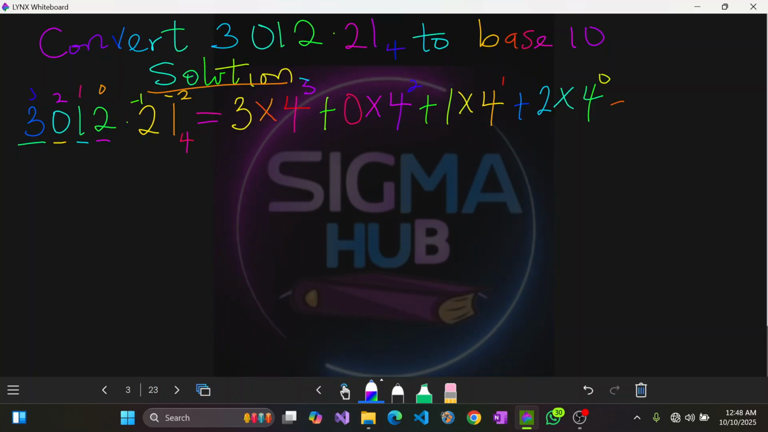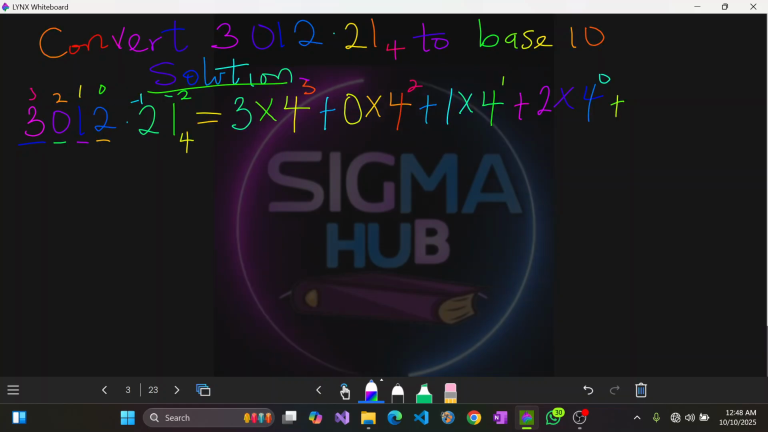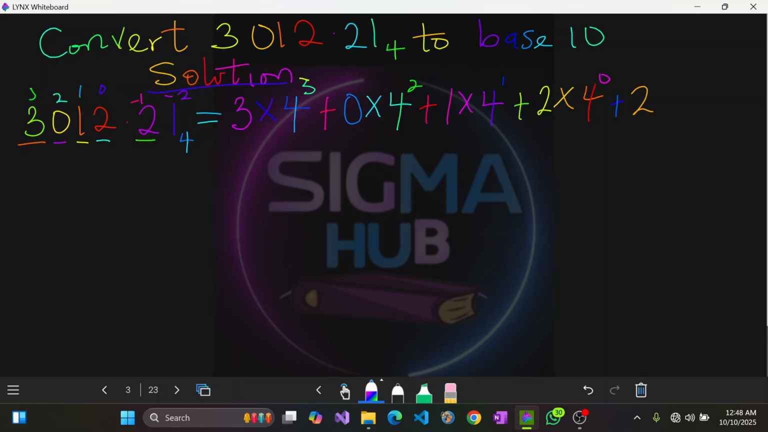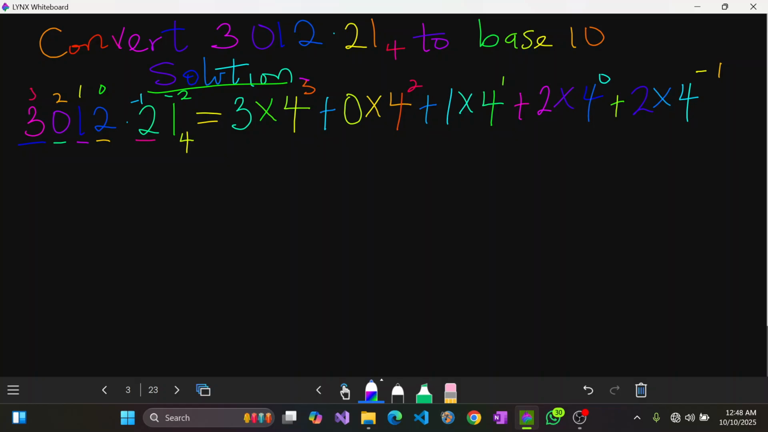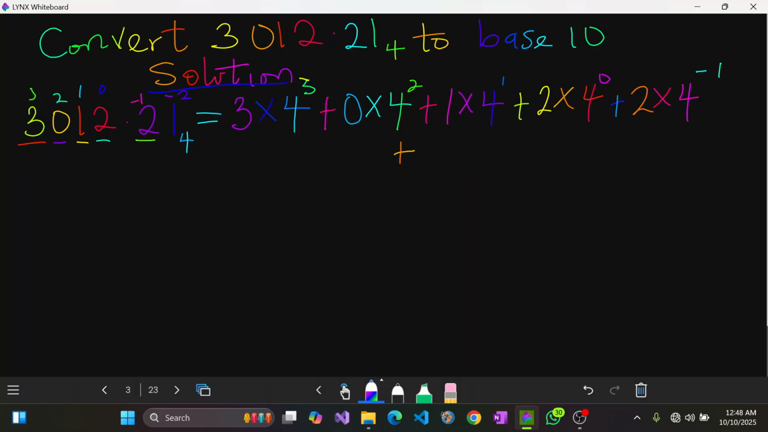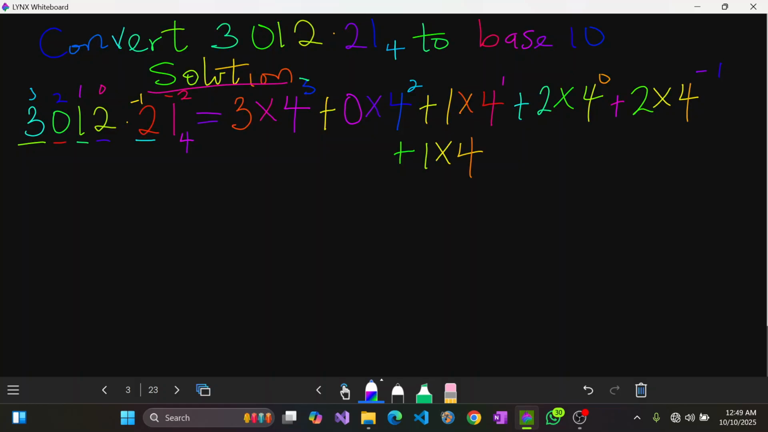So we move to the one after the decimal point, which is 2. So plus 2 times 4, this time around is going to be raised to power -1. Then lastly we have 1. So plus 1 times 4 raised to power -2.